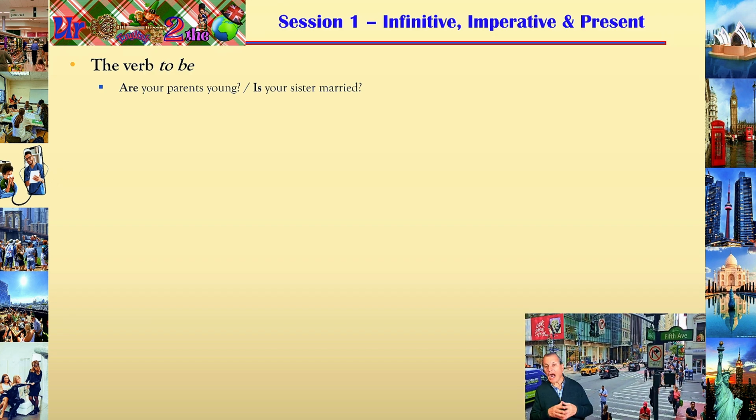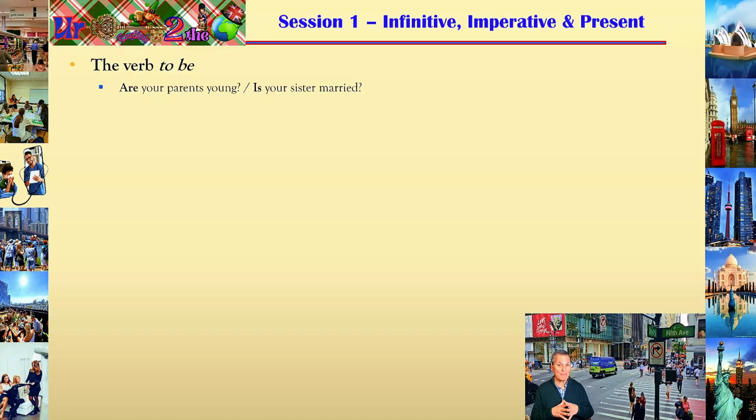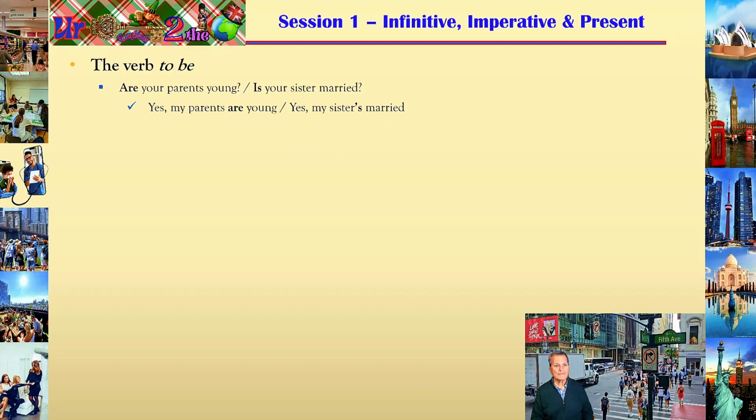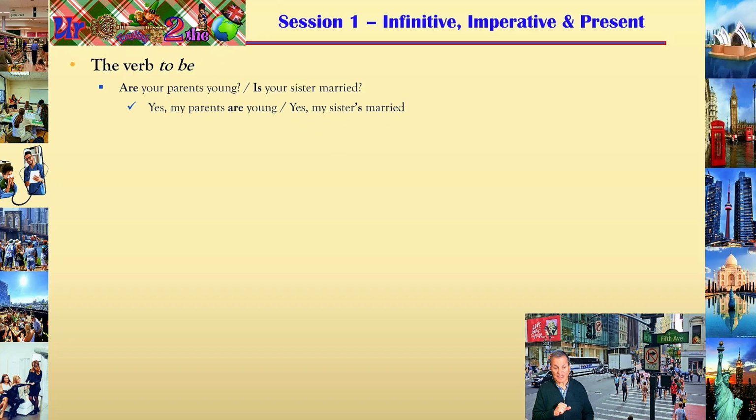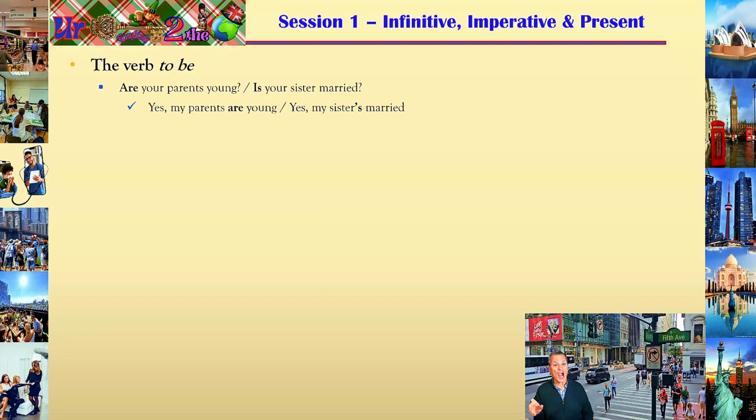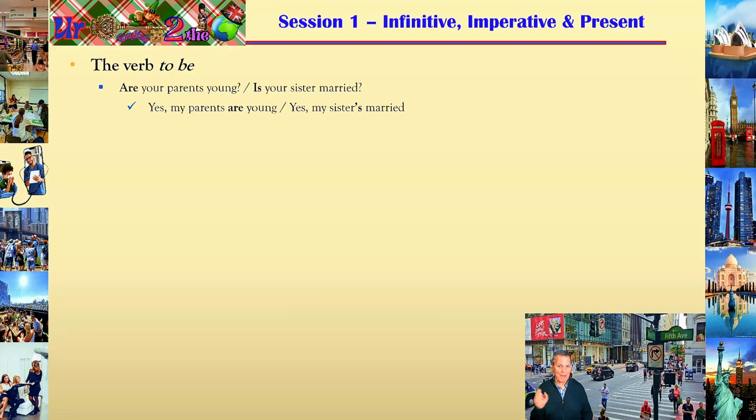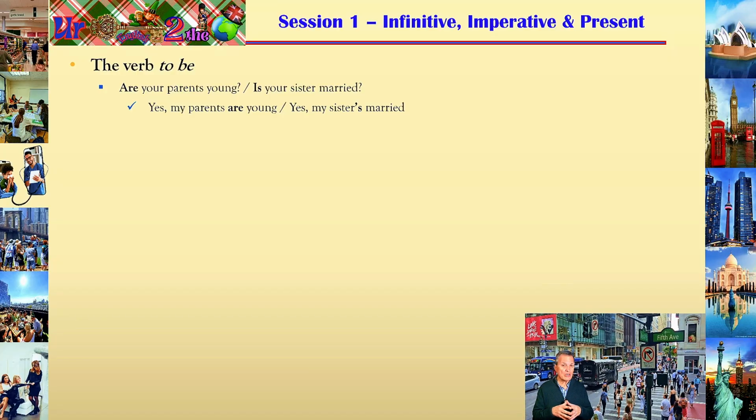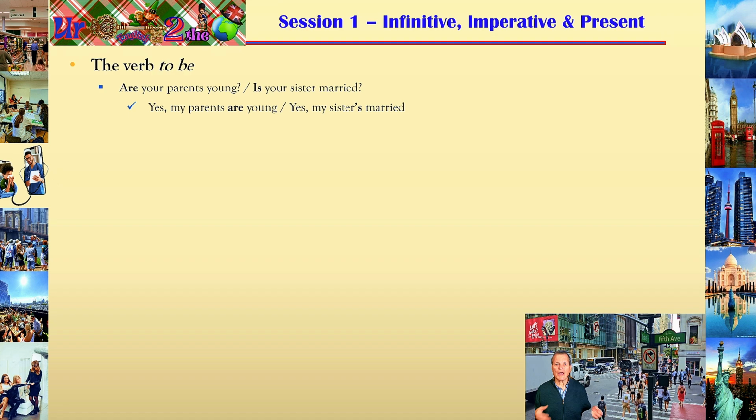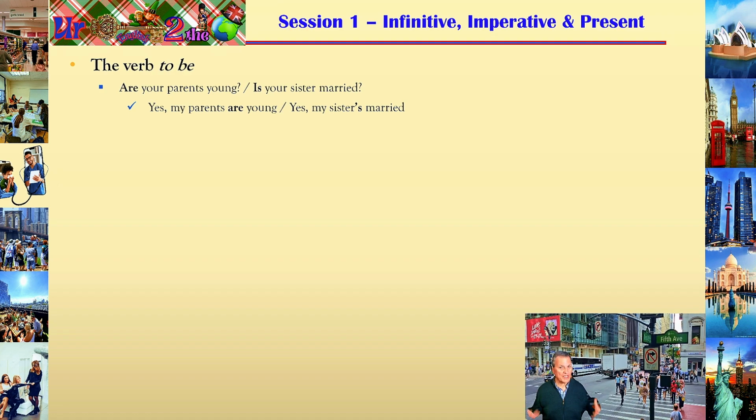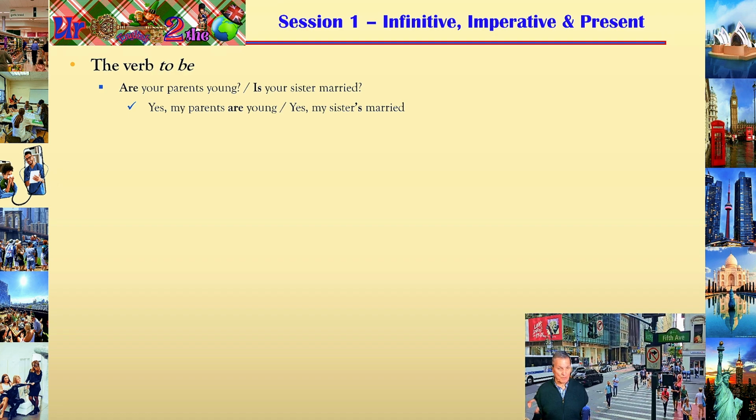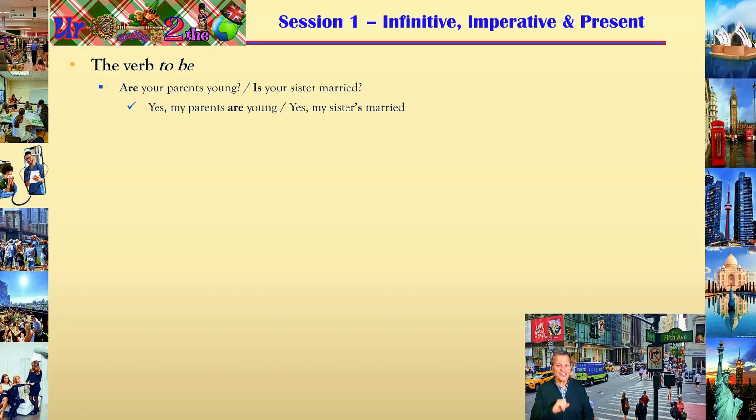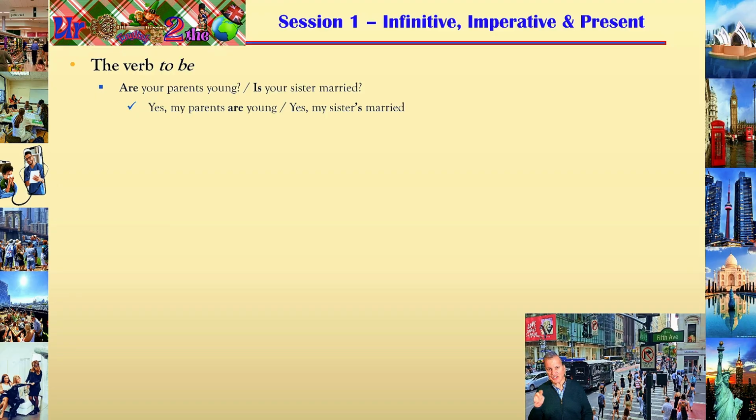Are your parents young? Is your sister married? Answer to the first question. Yes, my parents are young. Yes, my sister's married. You can say my sister is or my sister's contracted, right? Remember that whenever we deal with colloquial English, we always prefer contractions because you speak faster, quicker, right? Right, so yes, my sister's married. You can say yes, my sister is married.